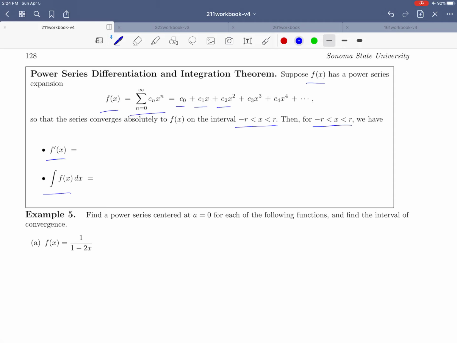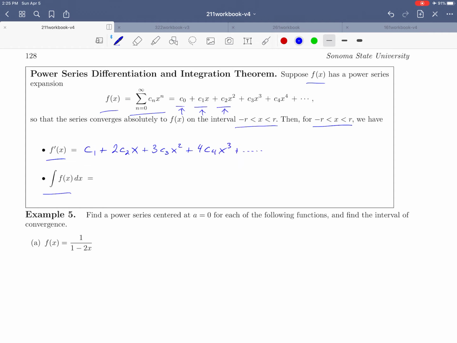So f prime of x, we can find by taking term by term derivatives of our power series. When we take the derivative of c0, we get 0. When we take the derivative of c1x, we get c1. For c2x squared, we get 2c2 times x. For the next term, we get 3c3x squared. And for the next, we'd get 4c4x cubed, and so on.